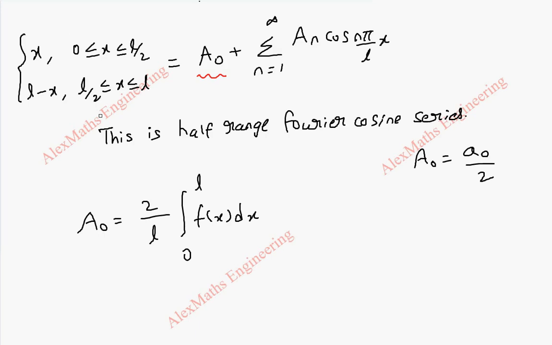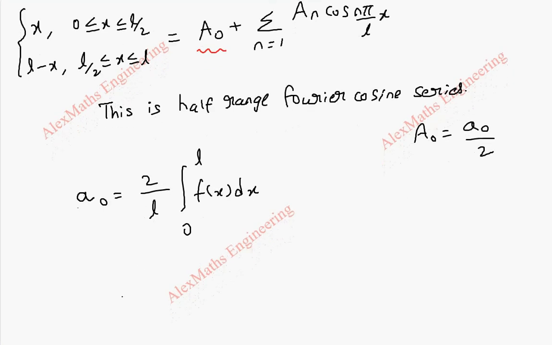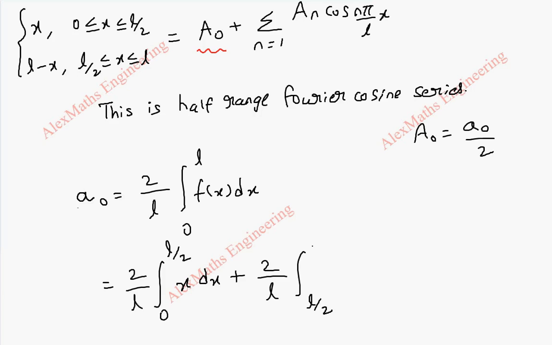So we can take this small a naught first, then we will find the capital A naught. In Fourier cosine series, half range cosine series, we have a naught as 2 by L integral 0 to L f of x dx. And this f of x is made up of two parts. So we are going to split this: 2 by L integral 0 to L by 2, f of x is x. Then the second part is again 2 by L integral L by 2 till L, L minus x into dx.